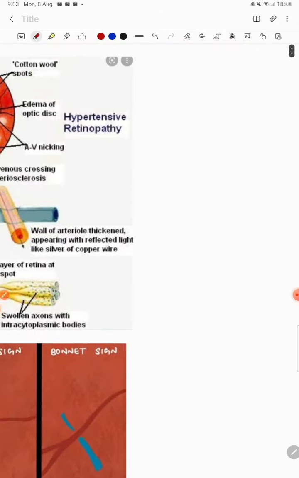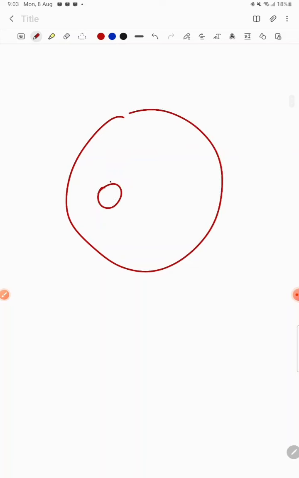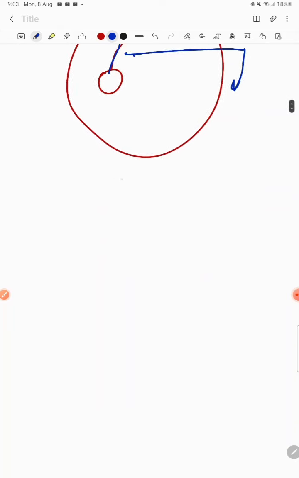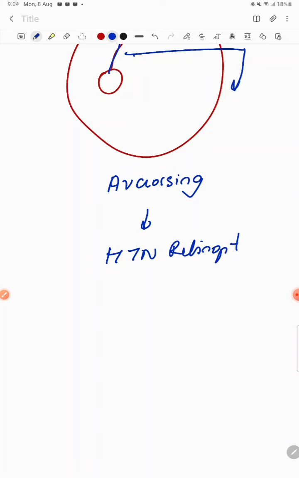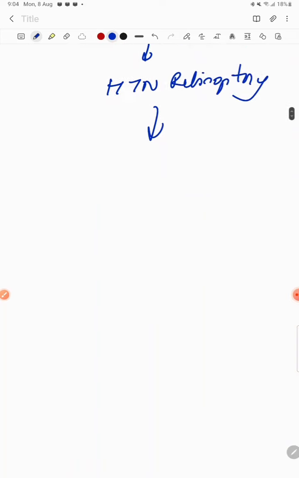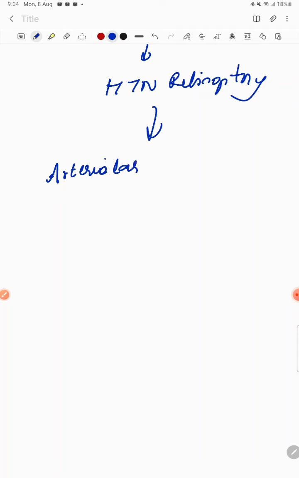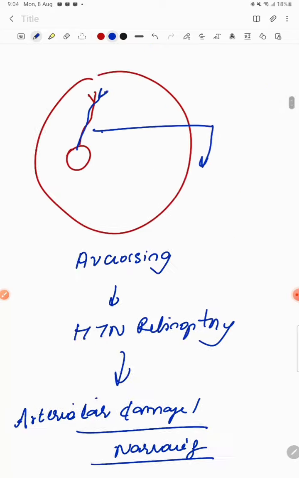Now coming to one more sign. This is your retina, right? Arteries and veins cross each other normally. Okay, there will be AV crossing present normally, but in hypertensive retinopathy there will be crossing changes due to your arterial damage or the narrowing. So what are those crossing changes?